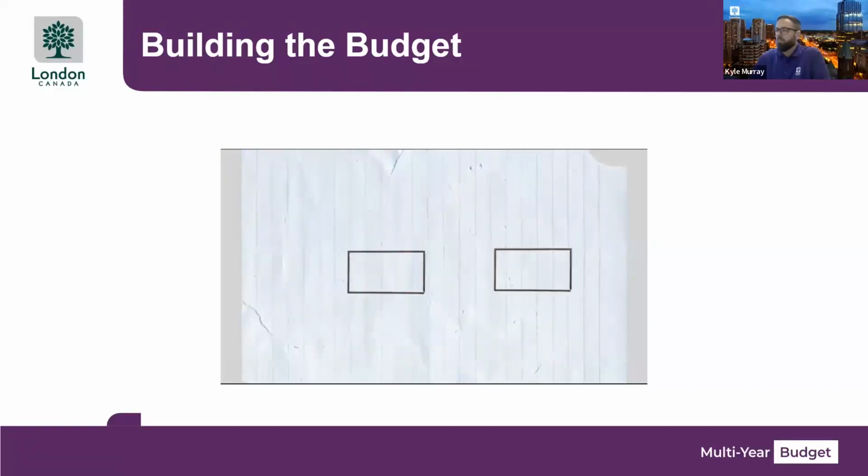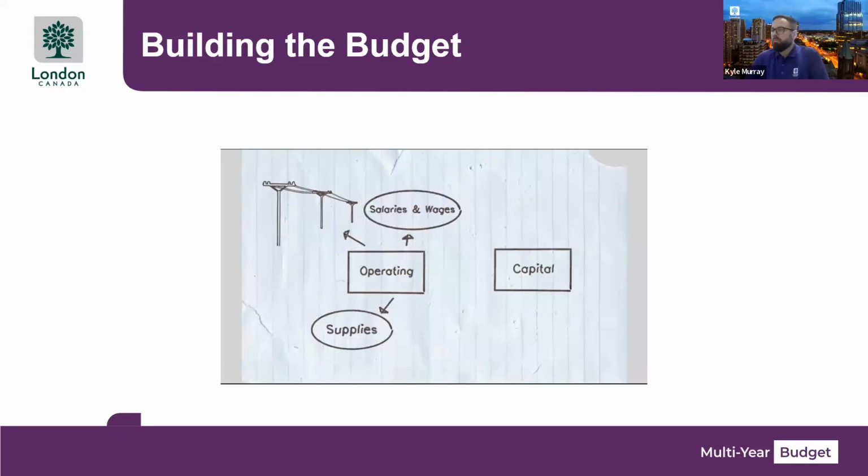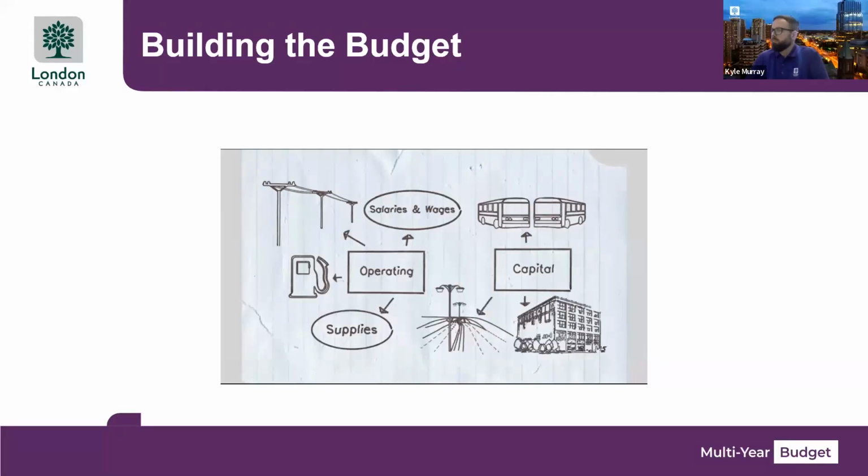There are two main components of the budget when looking at the money going out side of the scale. Operating pays for all the day-to-day activities of the corporation. This includes items such as salaries and wages, utilities, supplies, fuel, and insurance, just to name a few. The capital budget pays for all the new big investments or the rehabilitation of current assets under the city's control.